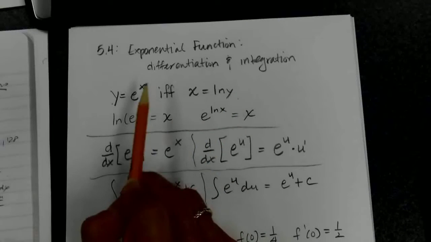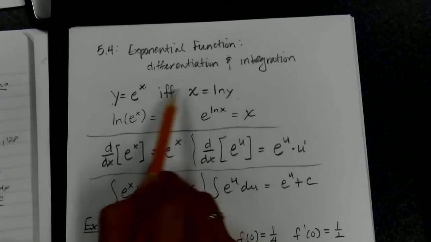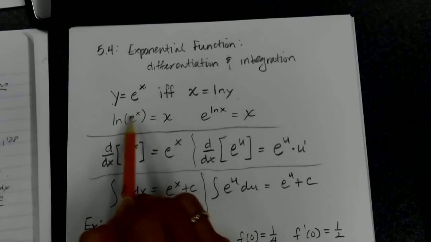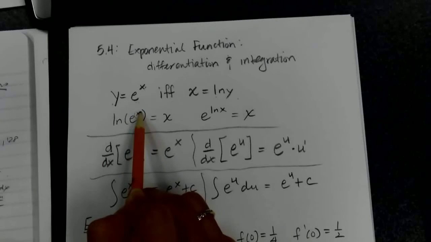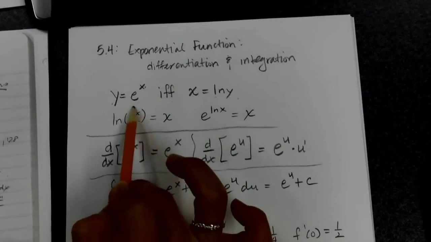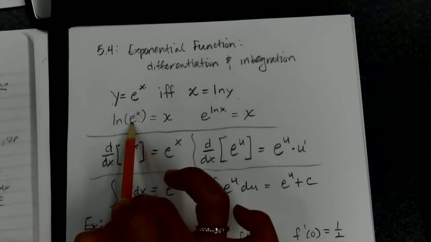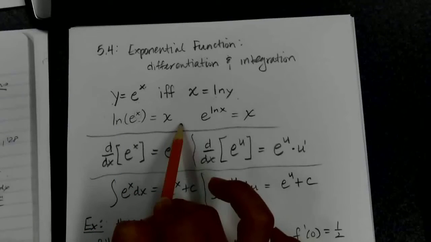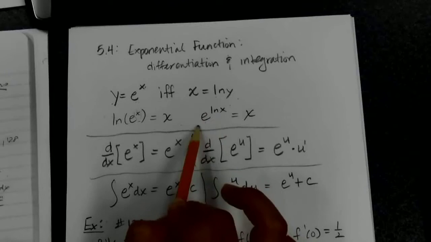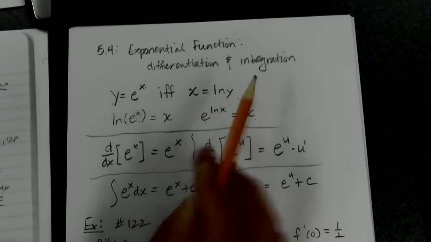But remember, since these two are inverse functions of each other, ln of e to the x is just x because ln and e's cancel out. Remember, using the log power rule for a log would be to bring down the x, and the ln of e is 1, so 1 times x is x. So same is true for e to the ln of x power. E and ln, they cancel out and it just becomes x.